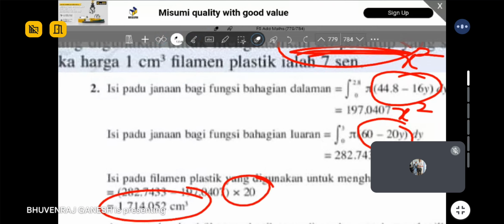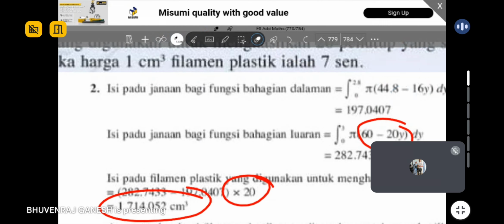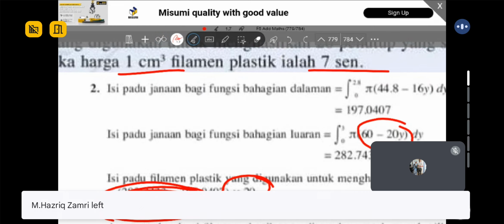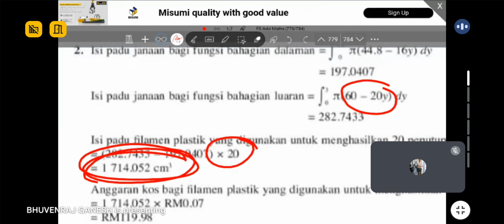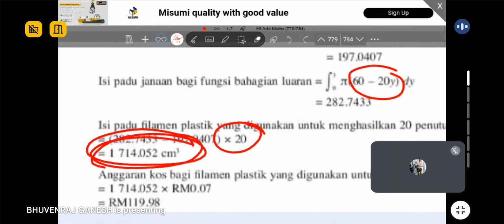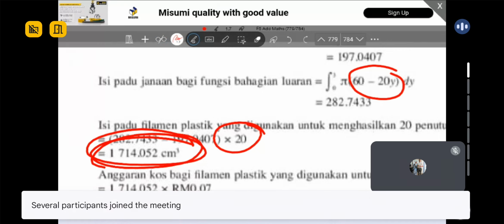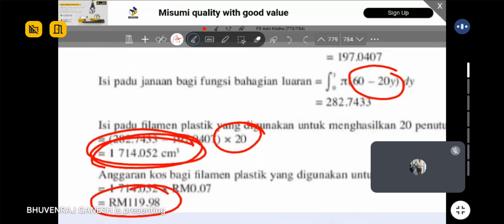So now guys, try to compare and see. 1 cm cube, 7 cent. So this volume, how much do we have to pay? Berapa kita kena bayar? Times 7 lah. Okay, so you use the ratio. Then you will get the answer. So make sure your final answer is in RM guys. Kamu kena guna unit RM.